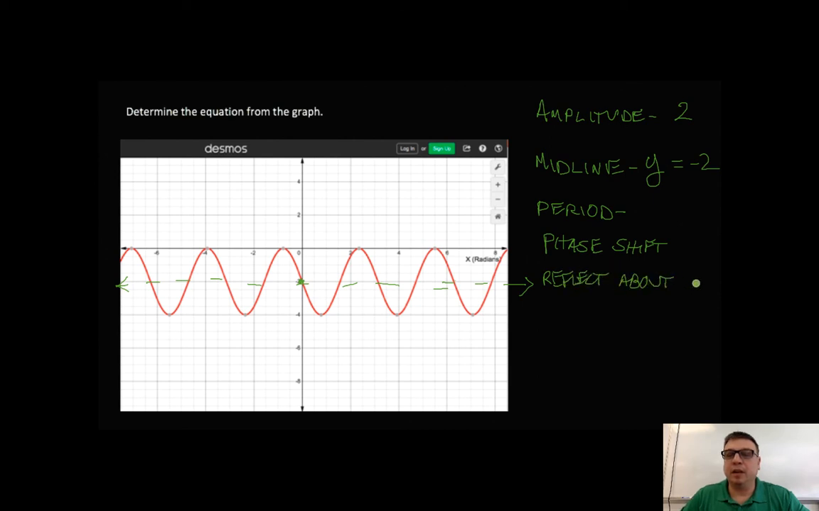So reflect about the x-axis. All right. And then how long does it take to complete an entire cycle? So if I go from here down, I cross the midline again, I hit my maximum, and then I come down and I cross again. So in between here and here is where one complete cycle is.